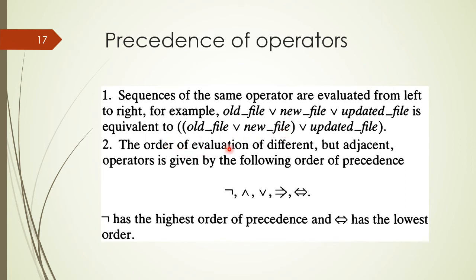The order of evaluation of different but adjacent operators is given by the following order of precedence. First we apply the negation, then conjunction or disjunction, and then conditional operator is applied, and at the end of the evaluation of expression we evaluate the biconditional operator. Therefore, negation has the highest order of precedence and the biconditional operator has the lowest order.